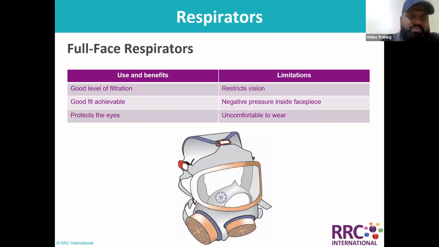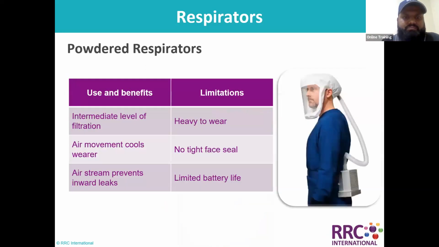Next is the full face respirator. As you can see, these have a good level of filtration and a good fit is achievable. These also protect your eyes. Limitations are that it restricts your vision. You can see to the front side, but you cannot see to the right or left. Negative pressure inside the face piece. We already discussed the meaning of negative pressure and positive pressure, and these are uncomfortable to wear.